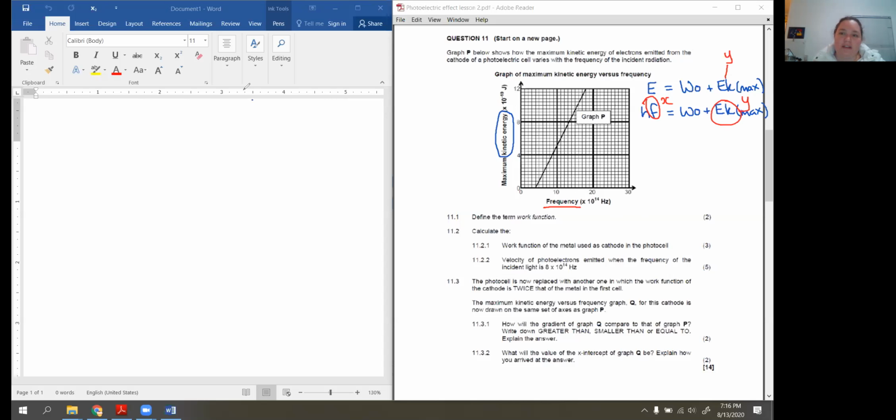When we do straight lines, we always like to have y is equal to mx plus c. I'm not going to give the full game away here. I just want to show you what we're doing. So therefore, I can have EK, that's Y, is equal to hf minus W naught. Okay, so at this point, I'm going to remind you that this becomes my Y, this becomes my X, and you need to therefore consider what is your gradient and what is your y-intercept. I'm going to leave it at that point.